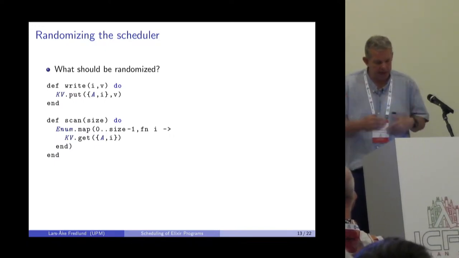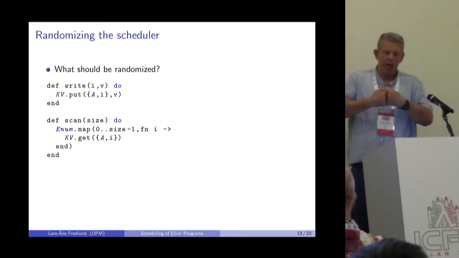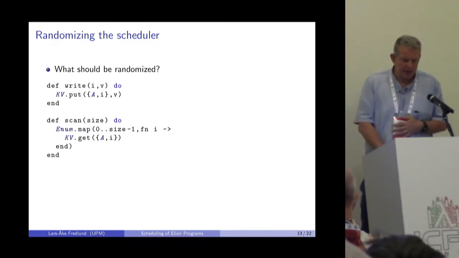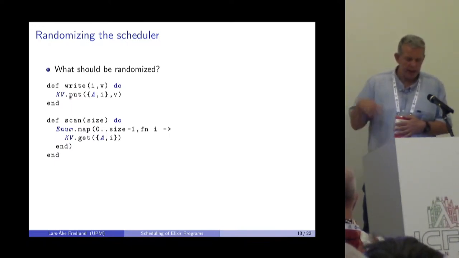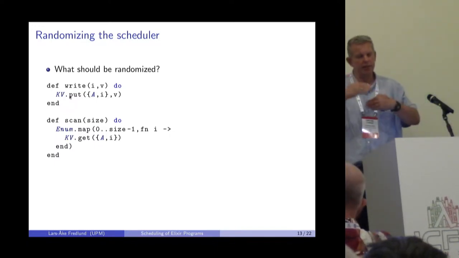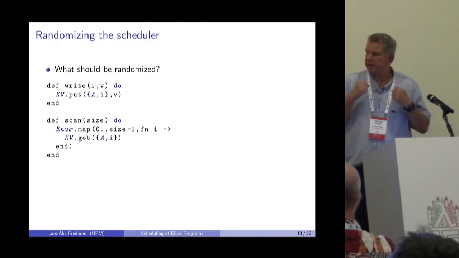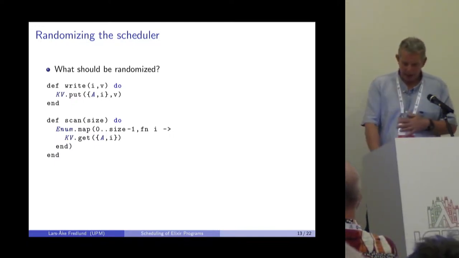So what are the choices? What are the effects that affect the behavior of other processes? In this naive example, there are just two things we do: we either write to the key value store or we get from the key value store. Those are interacting actions, so we should be careful how we execute the put and get.